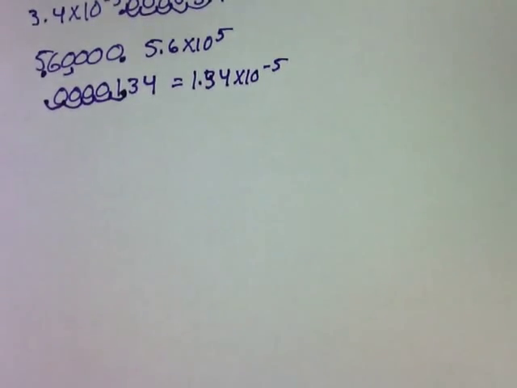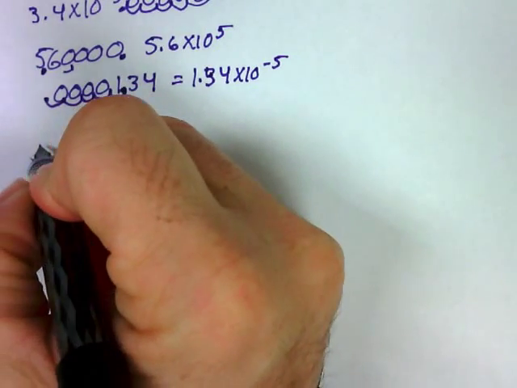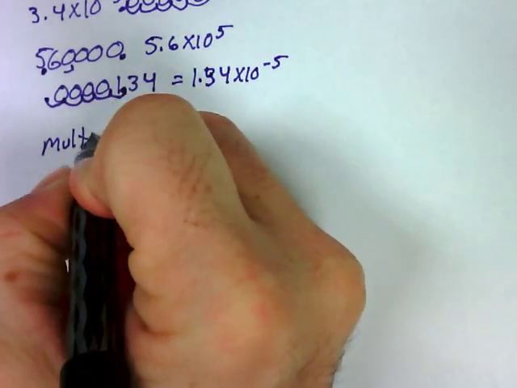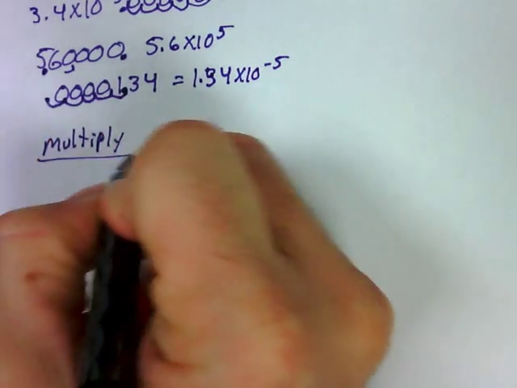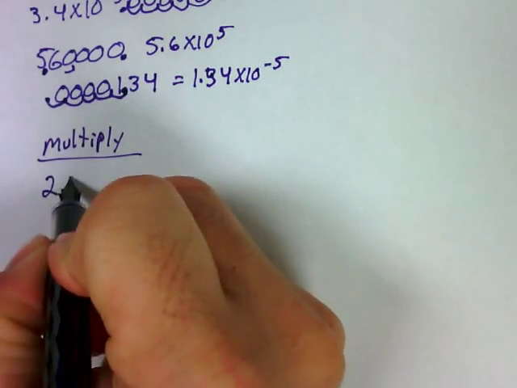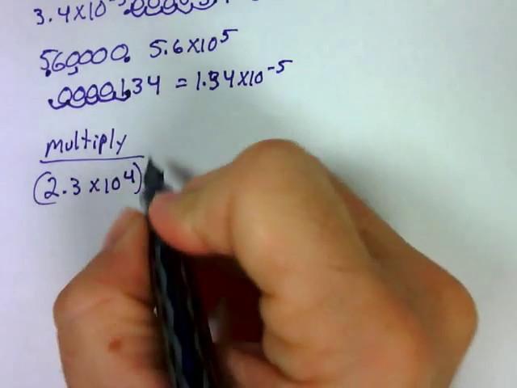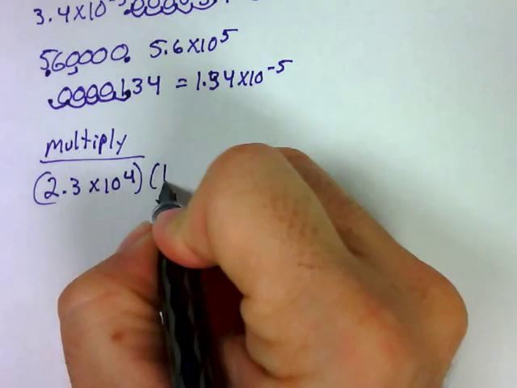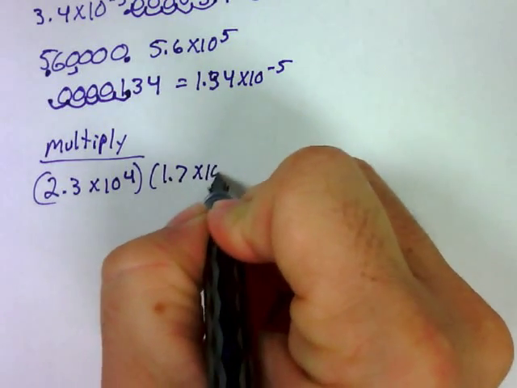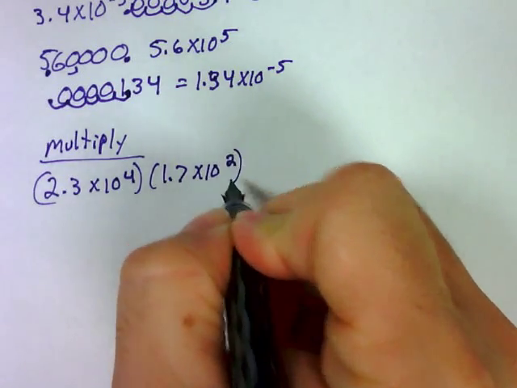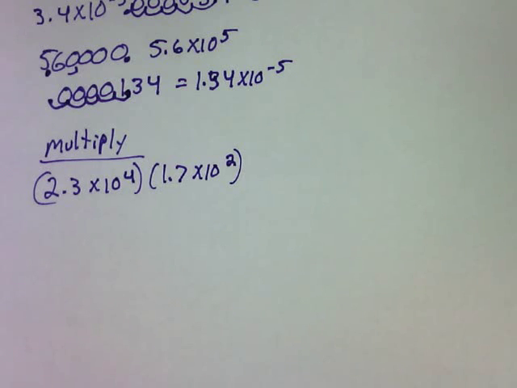So let's move up a little bit. To multiply. This is what you're going to see when you're trying to multiply. It's going to look just like a regular multiplication problem, except it's got the times 10 to the 4 and times 10 to the 2 in there.